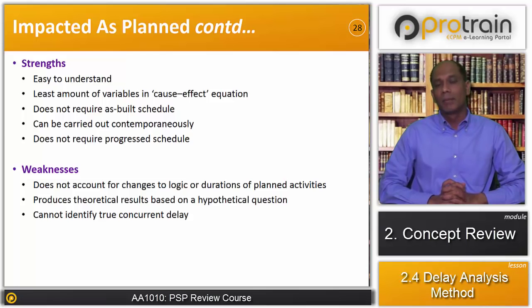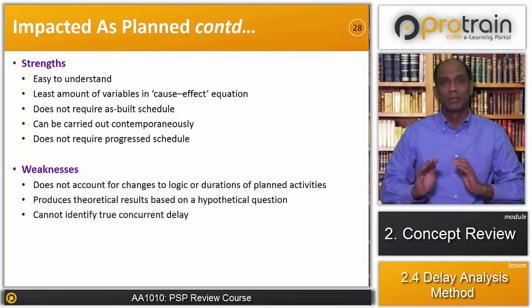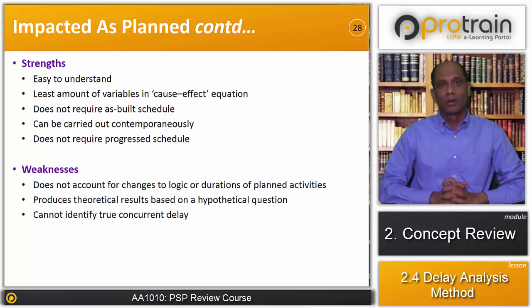It produces theoretical results based on a hypothetical equation. When we are not considering the actual sequence of work, this method is rather a theoretical method, and the hypothetical what-if analysis question is asked: if it was delayed, what would happen? It is not actually considering any mitigation on the contractor side and so on. It cannot identify the true concurrency because it is worked on the baseline schedule. The actual delays by the other party cannot be considered in this method. So these are the weaknesses of this method.